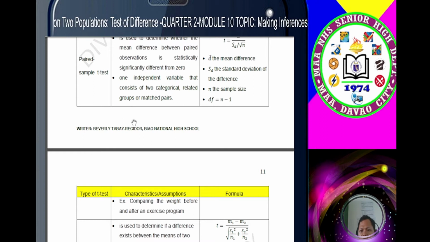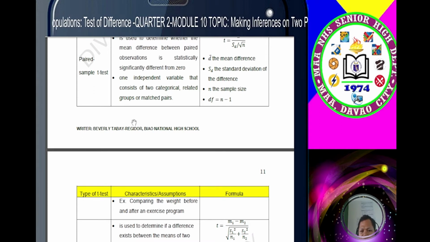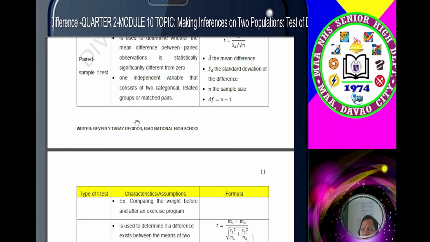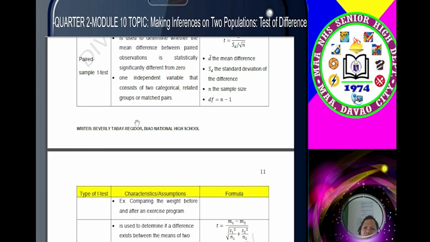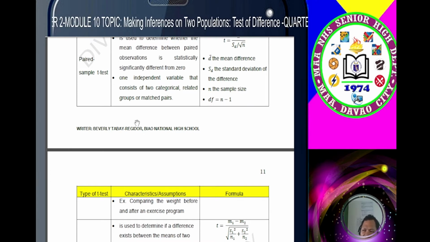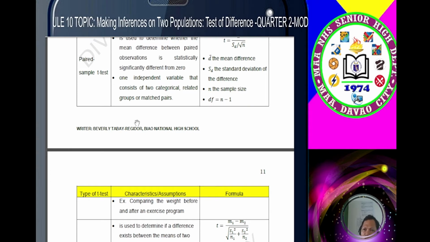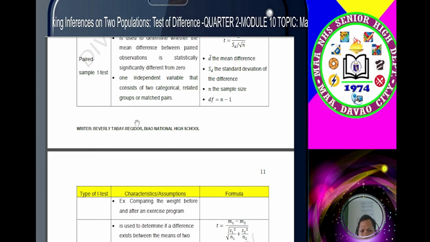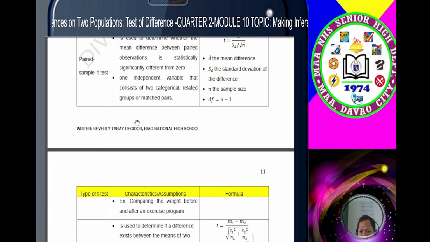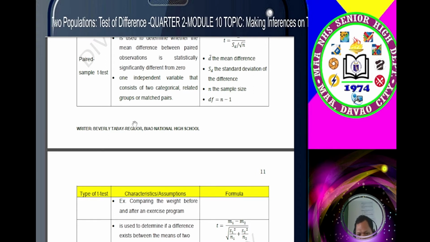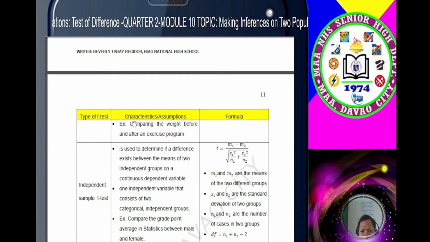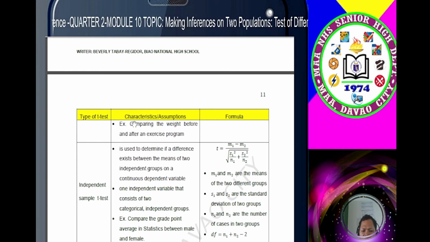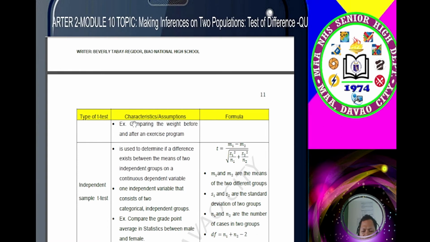Usually this is used when we are going to test a difference, like pre-test and post-test, or in an experimental research, like the growth of a plant. We compare the difference of the two plants, so you will use the paired sample t-test, before and after. Then we have the independent sample t-test. It is used to determine if a difference exists between the means of two independent groups on a continuous dependent variable.